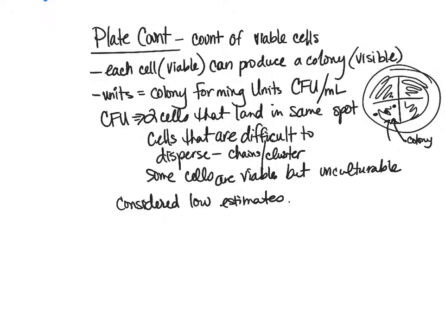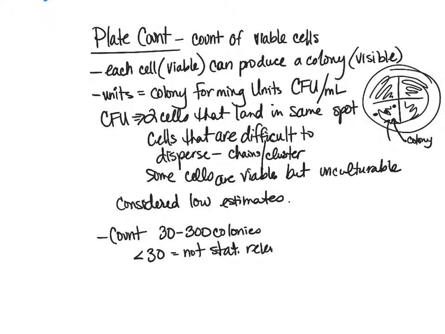So when we are doing a plate count, we want to have a count that is between 30 and 300 colonies. If we have less than 30 on a particular plate, then it's not statistically relevant. So we wouldn't count that, because it's just way too low to give us an actual idea of the number of CFUs in a particular volume. On the other hand, if it's greater than 300, it's too hard to count.